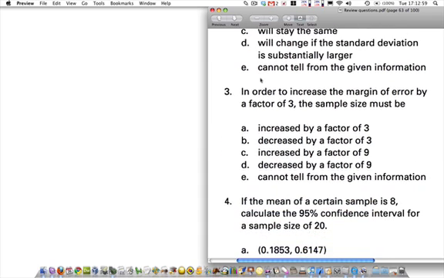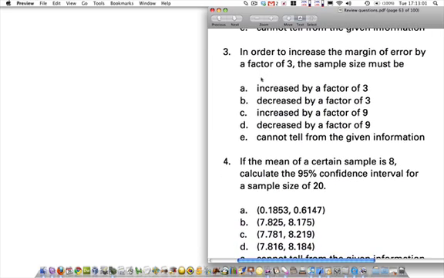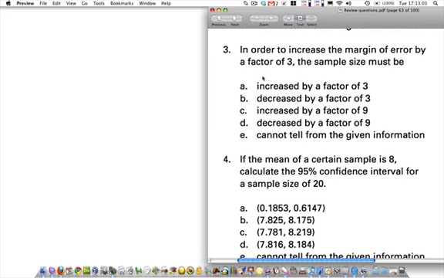Let's scroll down to it here. In order to increase the margin of error by a factor of 3, okay, now I'm going to circle a couple things. Increase the margin of error by a factor of 3. Okay, so the margin of error then, if it was like that, it's going to get stretched out 3 times. What do we have to do to the sample size to make this margin of error stretch out by a factor of 3? Okay, take a look at the formula.